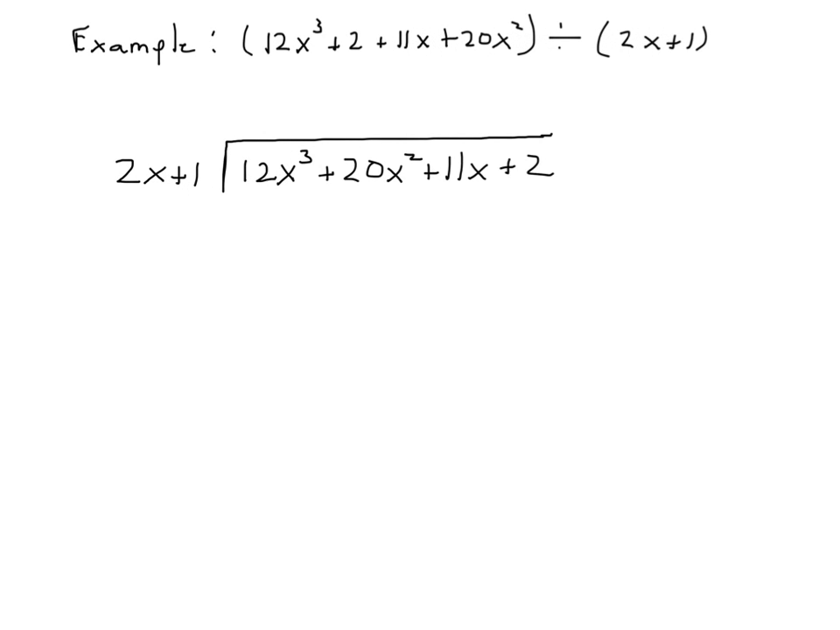Also, if you happen to notice that a term is missing, maybe I don't have the 11x. Maybe it's just 12x cubed plus 2 plus 20x squared. Well, when I write that into this notation, I would want to put a 0. I want to make sure I have my placeholders in there. This is there to make sure everything stays organized and to eliminate problems.